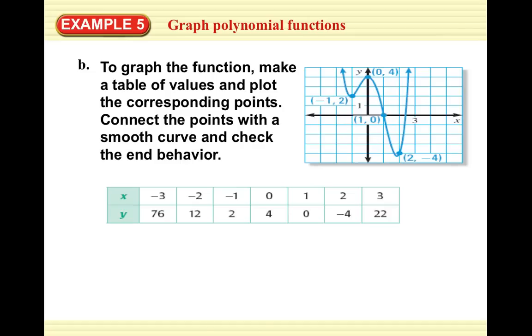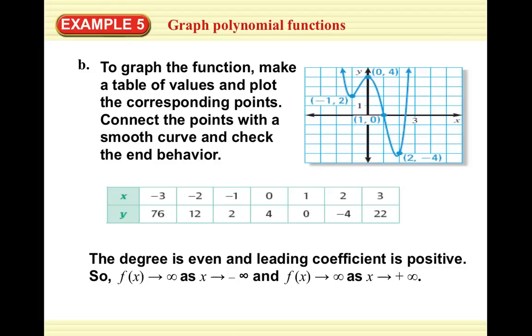So once you've made your table of values, you're going to plot those points and then connect the points with a smooth curve. Now notice that because we have an even degree and the leading coefficient is positive, our graph points up on both ends. And if it were negative, then both ends would point down. So that gives us an idea about what to expect on the end behavior.